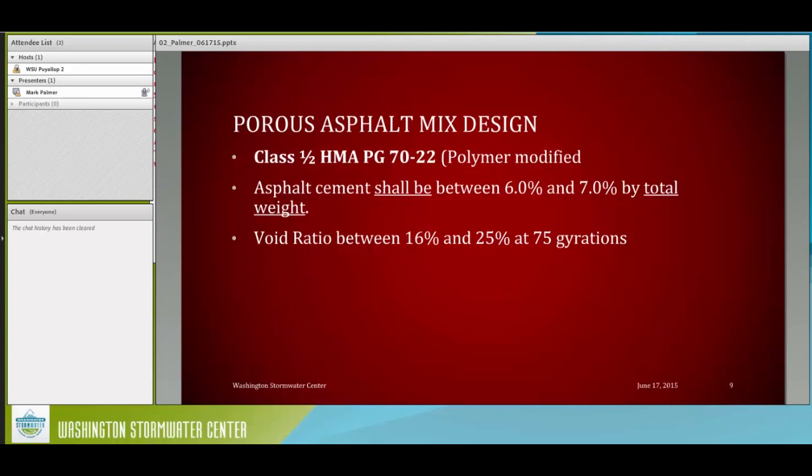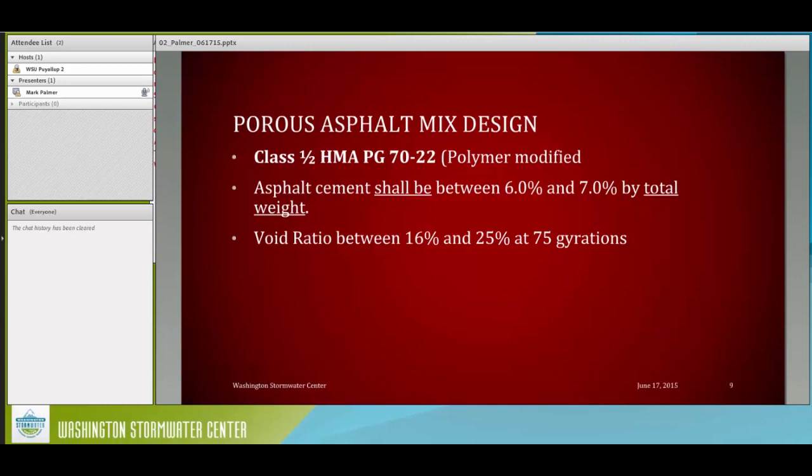We also want a higher asphalt cement content, somewhere between 6 and 7% by total weight of the asphalt mix. Again, this is primarily to help make a more durable pavement and keep the asphalt up there. It's the glue that holds everything together. If we start losing it, then the pavement itself begins to unravel. So we're trying to keep the asphalt in the rock, and keep it up there where it can keep things glued together.